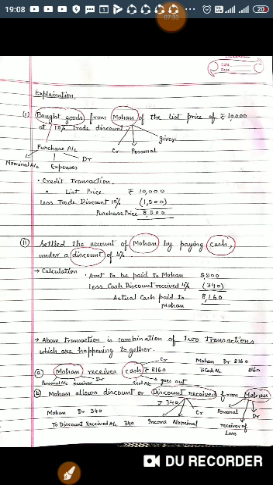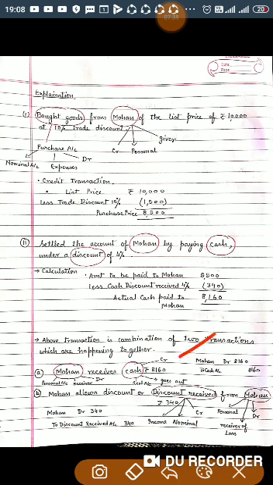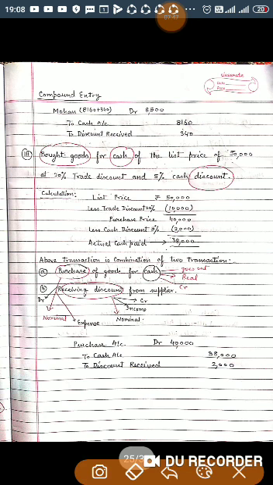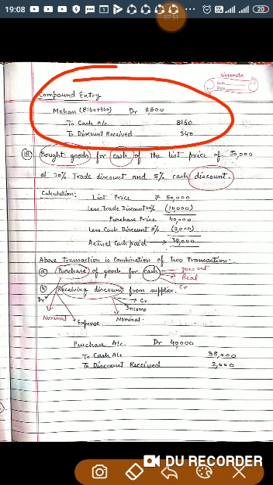So in the journal entries, Mohan debited to cash account, Mohan debited to discount received. Mohan account is common, so we can pass a compound journal entry. This could be the compound journal entry: Mohan was debited with 8,160 and 340.